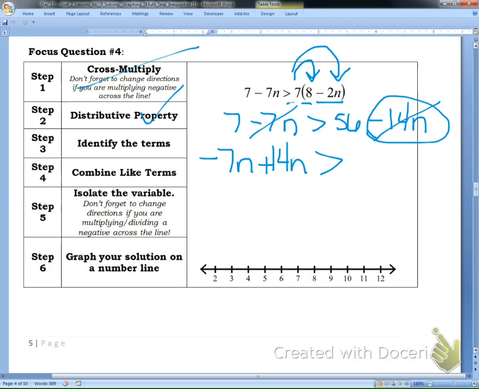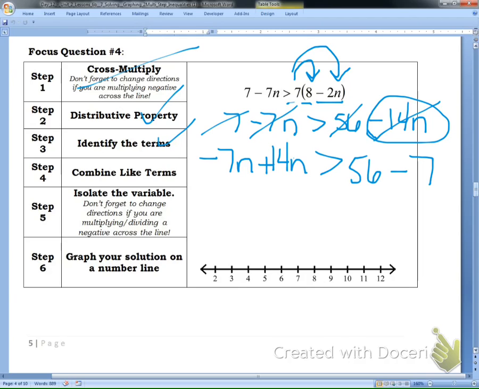I write my inequality. Now I need all my constants. Well, the 56 was already over there, so I'm going to leave it over there. And then the only other term I need to move over is that 7, but it's on the wrong side, so it's a -7 when I move it over. So I've identified my terms and made all my variable terms on the left and all my constants on the right. I'm ready to combine my like terms now.